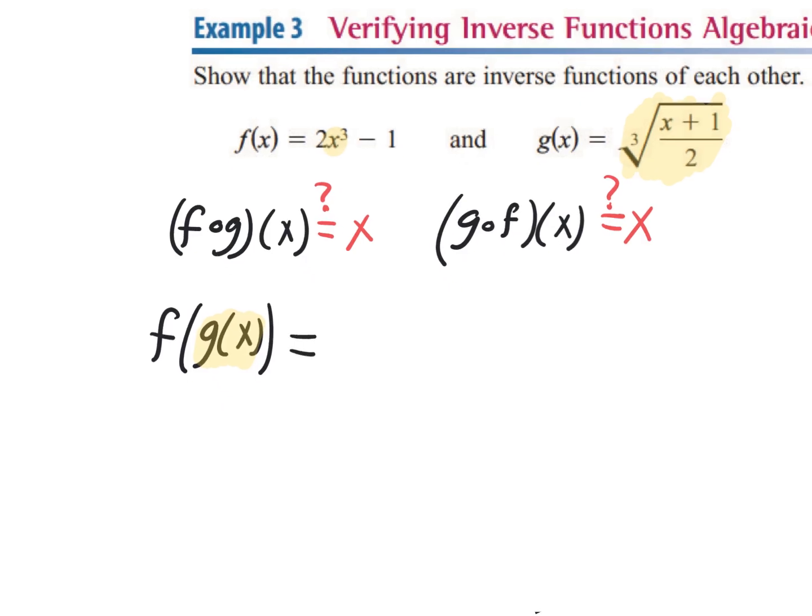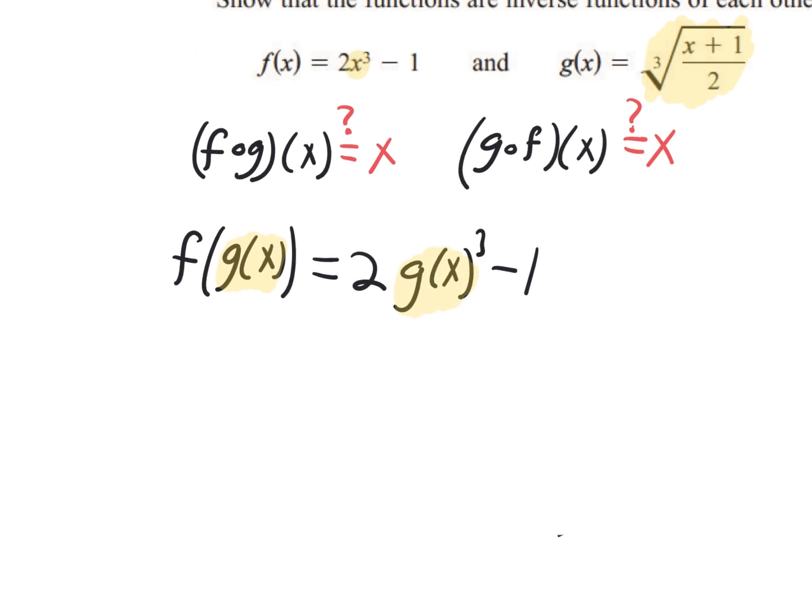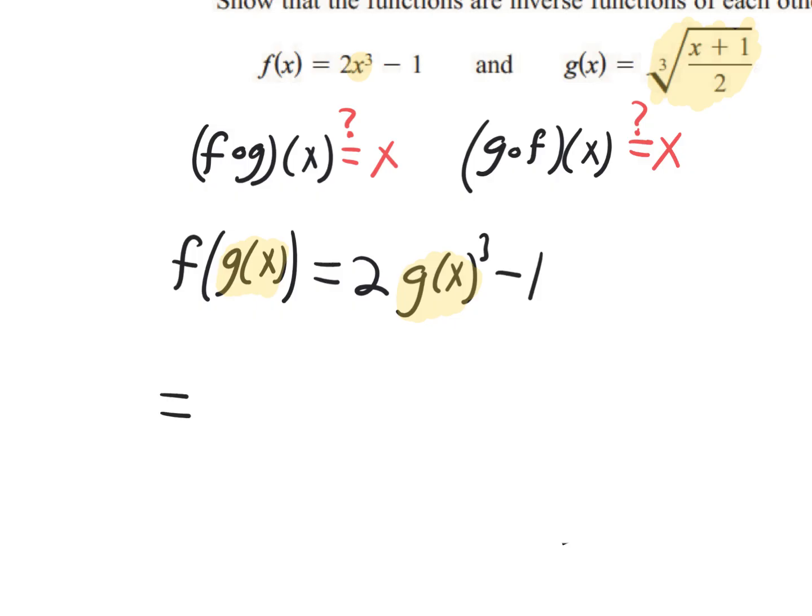This is going to be the same as 2, let's see. Instead of x to the third, it's going to be g of x to the third minus 1. So this is the same g of x that is replacing the x. And I'm going to replace g of x with exactly the function that you see there, the cube root of x plus 1 over 2. So this is 2 times the cube root of x plus 1 over 2, to the power of 3, minus 1. This right here is exactly what we substituted.